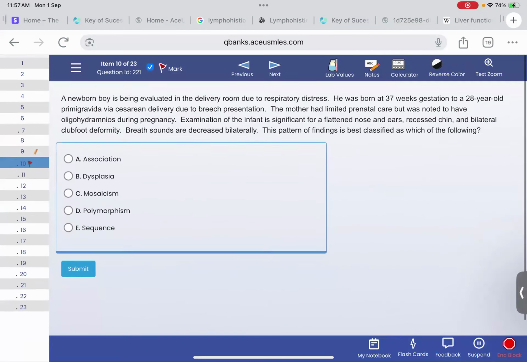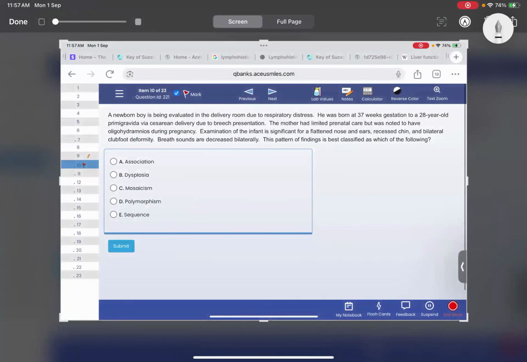This pattern of the patient's findings is best classified as which of the following. So they are asking about the pattern of the disease, okay? A new boy is being evaluated with respiratory distress, 37-week gestation, almost normal time of delivery, cesarean. The mother has limited prenatal care but was noted to have oligohydramnios. Examination of the infant is significant for flattened nose, ear, chin, and bilateral clubfoot deformity. So what's the condition?